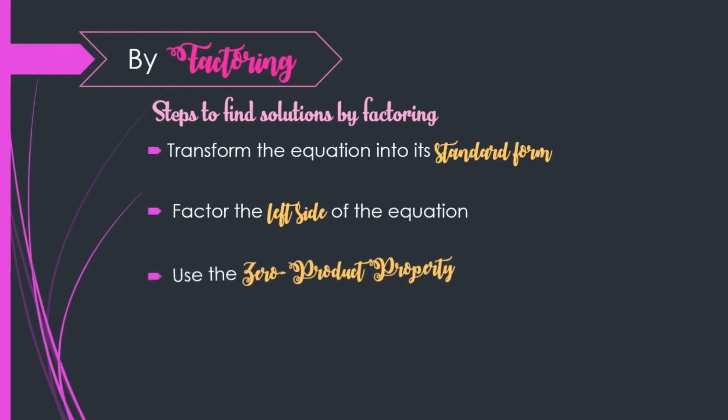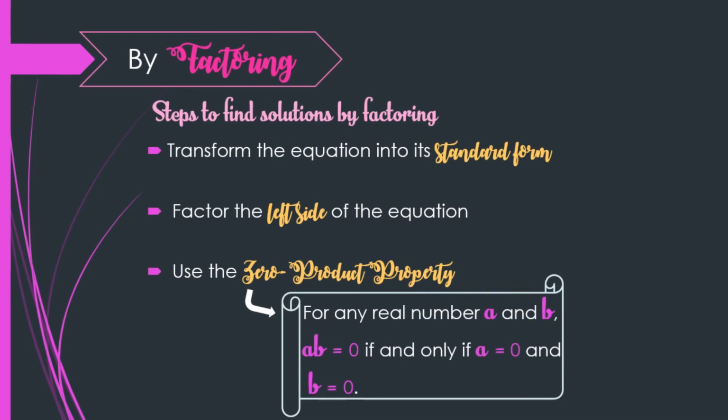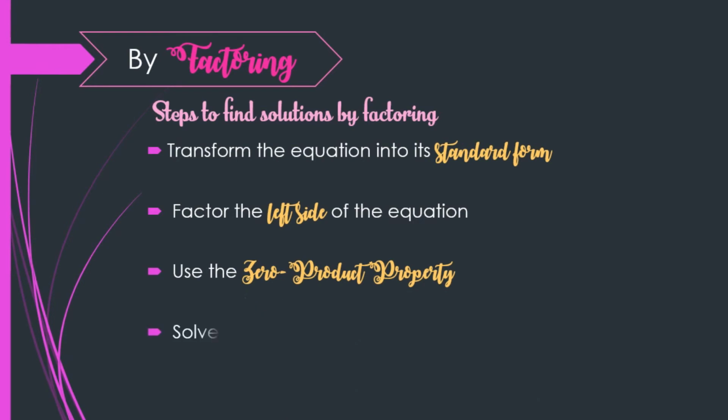The third step is to use the zero product property or ZPP. This property states that for any real numbers a and b, ab is equal to 0 if and only if a is equal to 0 or b is equal to 0. In the last step, we solve for x. Let's have our first example. We have x squared minus 2x is equal to 15.